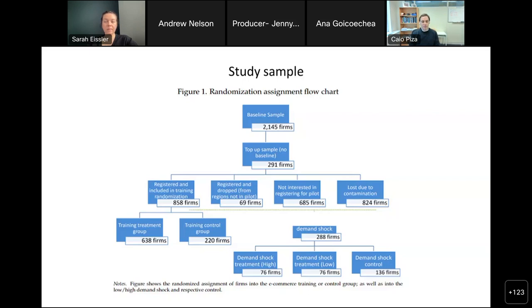And there was also a big chunk of firms that were not interested in registering for the training program. It's important to say here that all these 2,145 firms said on the phone survey that they were interested in the training program. So we did a kind of screening upfront: we're going to keep in the baseline only firms that said they would be willing to participate in the training. But later on, about 700 firms said they were not interested anymore, so we had to drop all these firms from the sample. At the end of the day, we are left with 858 firms for this training experiment. We randomly assigned 638 firms to treatment and 220 firms to the control group. I'll focus on the training program for now, then I'll come back to the demand shock intervention later on.